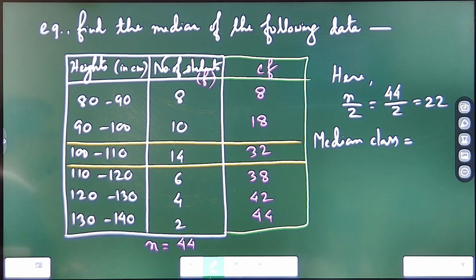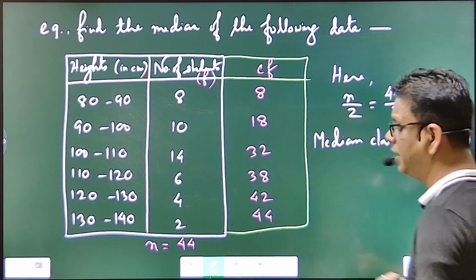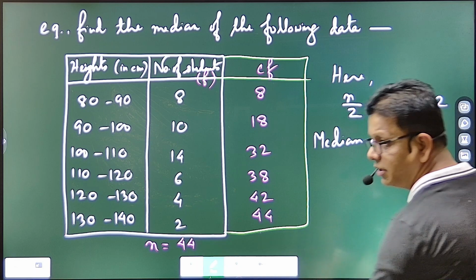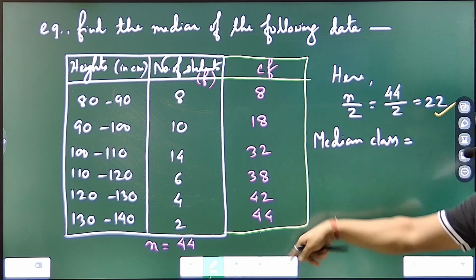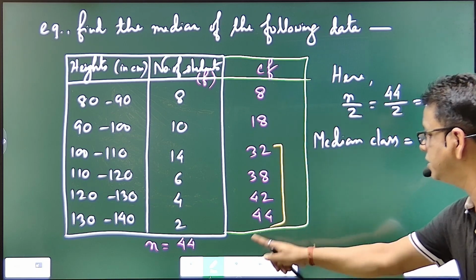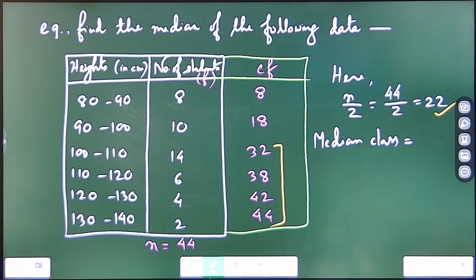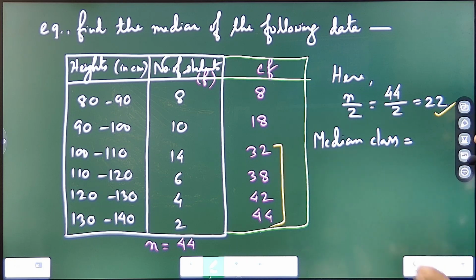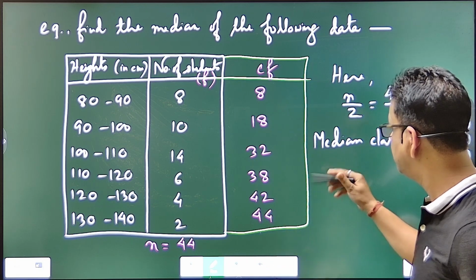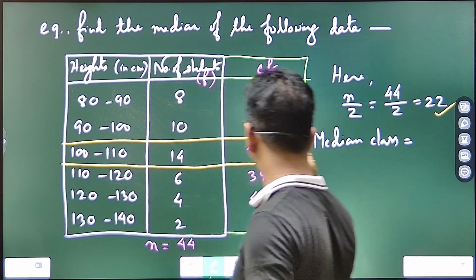Could you understand? I repeat it again because you need to do it once yourself. So what we do is we just find n by 2, and n by 2 we can find easily because n is already there. So 22 we got it. Now to find the median class, in the CF column we see which numbers are greater than 22. So these are the numbers. Out of these greater numbers, the nearest to 22, which number? 32. Okay, so this 32 is nearest. So just highlight this class.